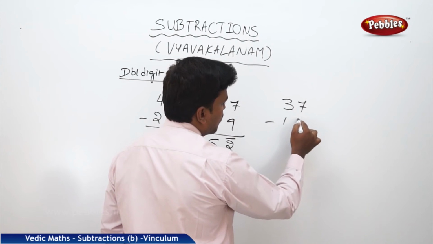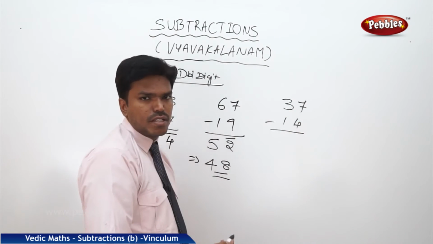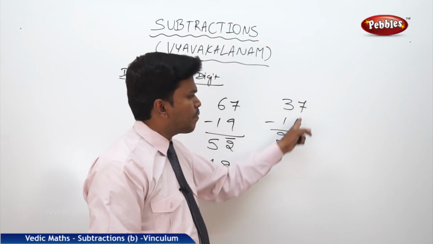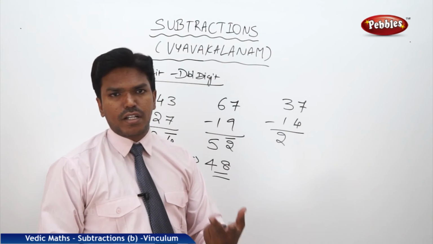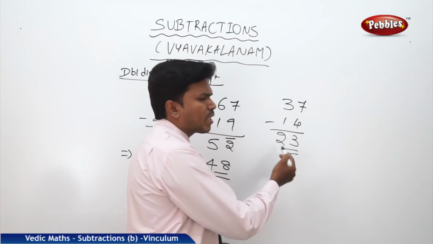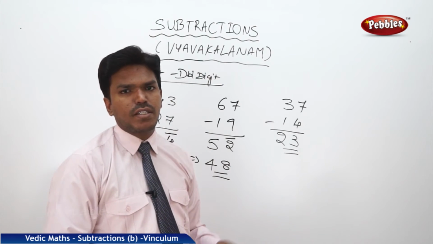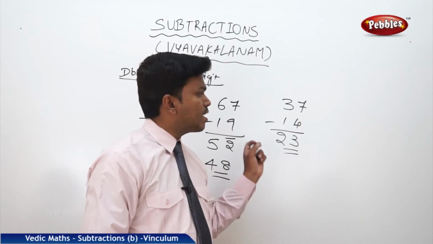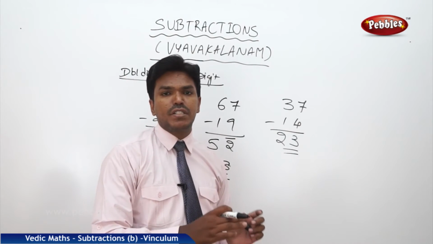Similarly, 37 minus 14. So 3 minus 1 is 2. We will write 2 here. Now what is 7 minus 4? 3. So directly subtraction is possible. So we are going to write the answer directly. No need of even converting the number. Why? Because it is not a Vinculum number. We have got the answer directly. So in such an easy way we can do double digit minus double digit.